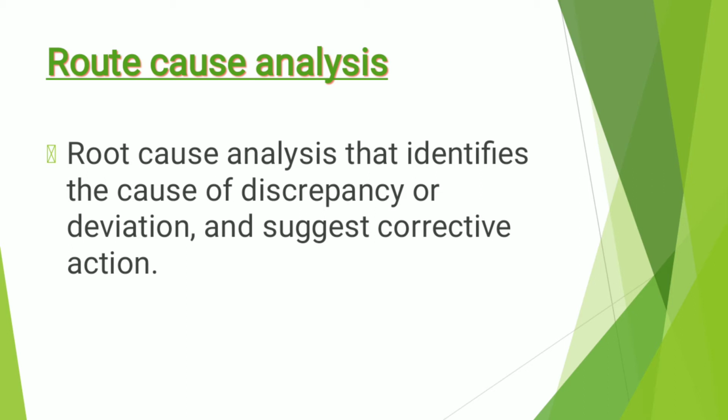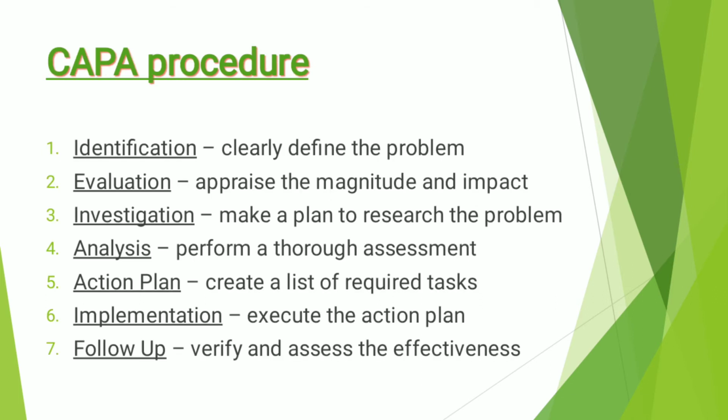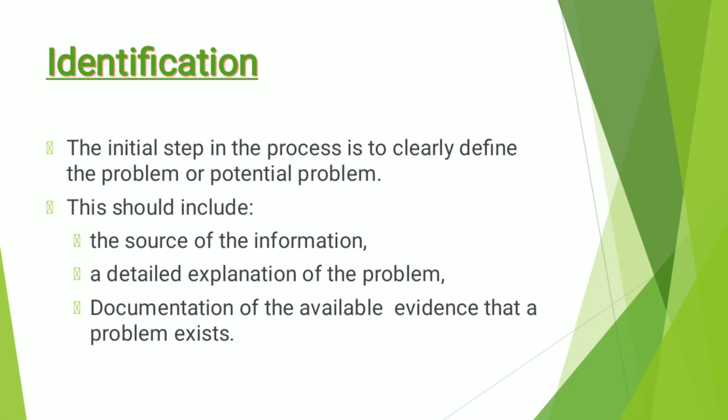Now, we should also know root cause analysis. It is a problem solving technique for identifying the basic or causal factors that underlie the occurrence or possible occurrence of an adverse event in a process, similar to diagnosis of disease, with the goal always in mind of preventing recurrence by corrective action. So these are the outlines of CAPA procedure: identification, evaluation, investigation, analysis, action plan, implementation, and the last one is follow-up. So now moving on to discuss the 7 steps of CAPA.